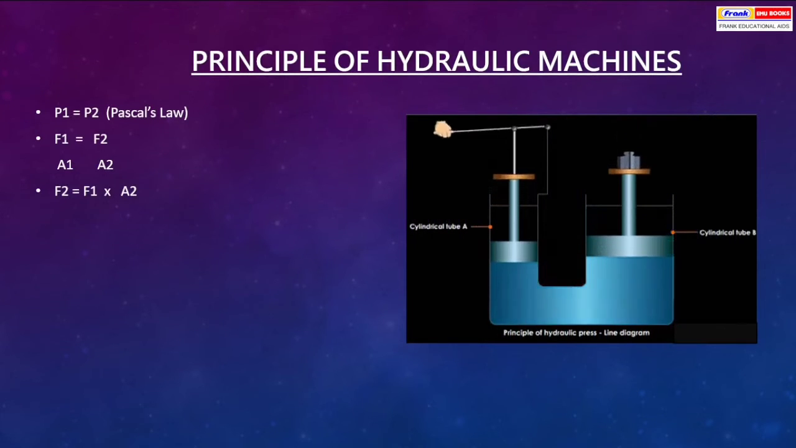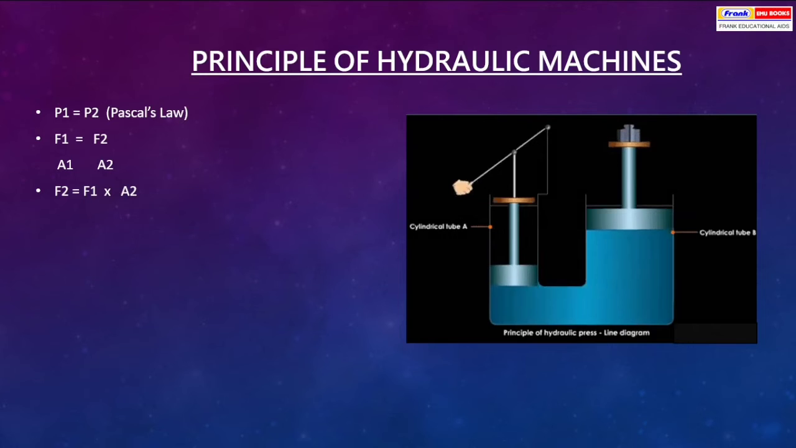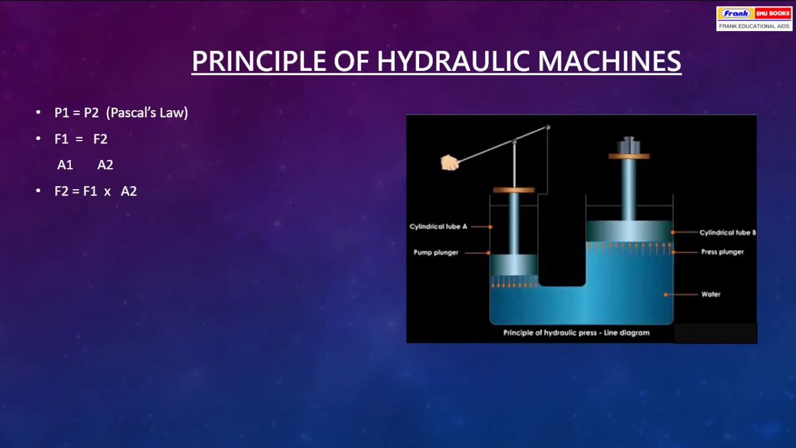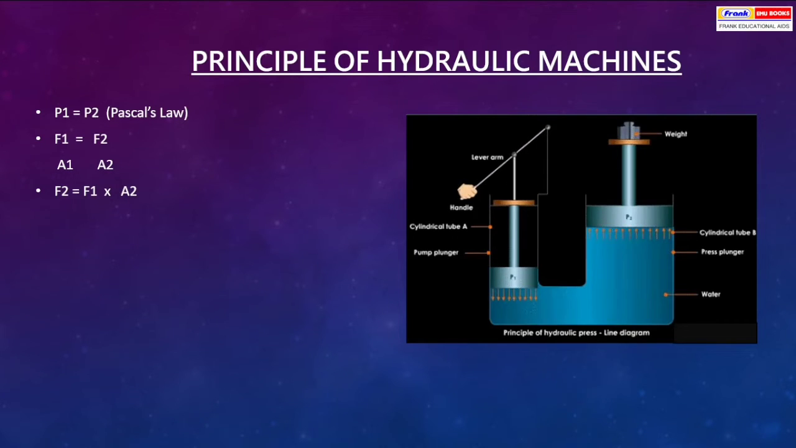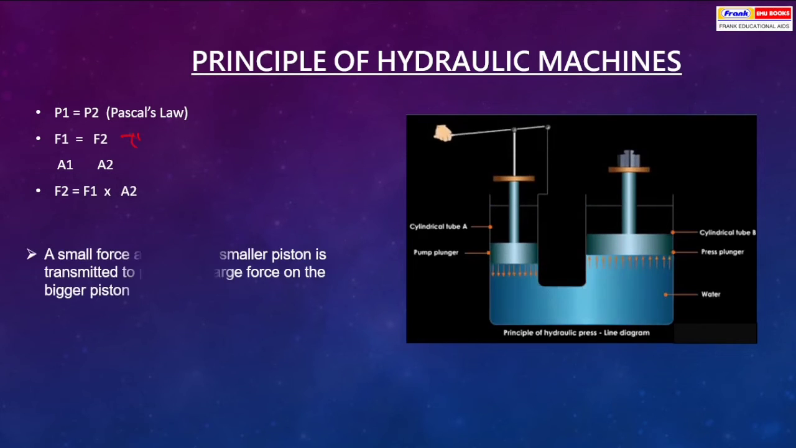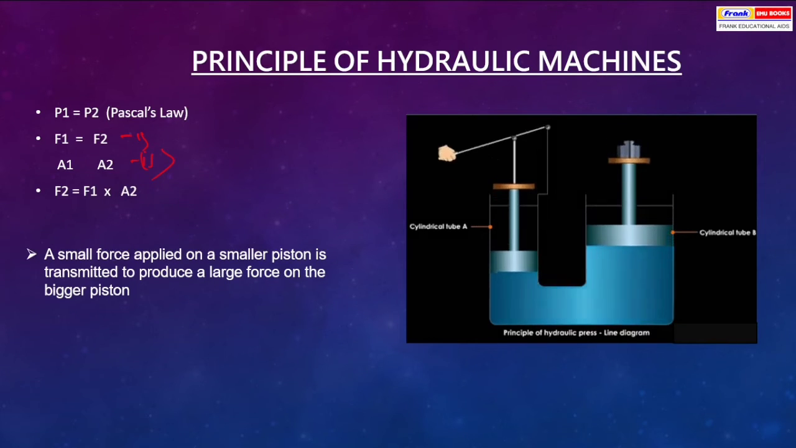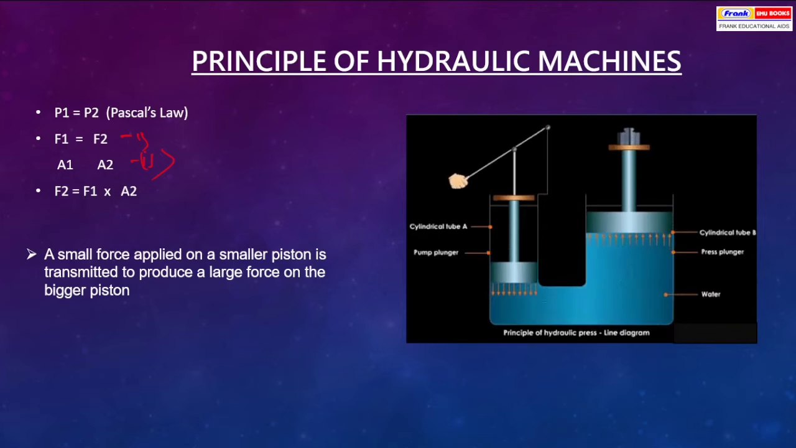We have some formula. P1 equals P2 as per Pascal's law. Hence F1 over A1 equals F2 over A2. And in order to get F2, we can calculate it by multiplying F1 into A2 over A1, using these two equations, equation 1 and equation 2. Now a small force applied on a smaller piston is transmitted to produce a large force on a bigger piston.